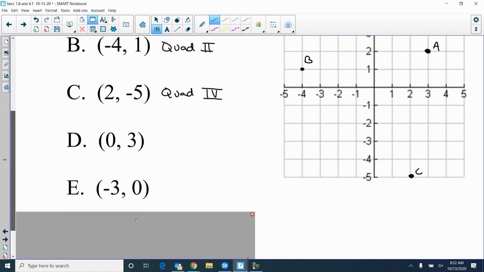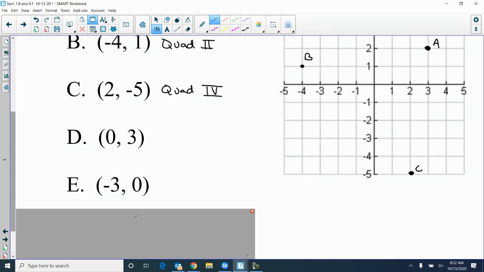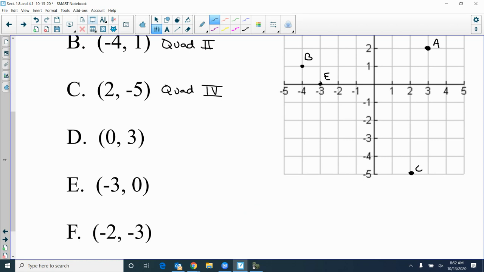I think you got E, right? Negative 3, 0. Well, what quadrant's that on? It's on an axis. It's on the x-axis. So E is right there. And I got a bonus one for you because I don't think that one's on your paper. Where's negative 2, negative 3? Same. Quadrant 3. So negative 2, negative 3. Put a little F, and then I'm going to put quadrant 3.